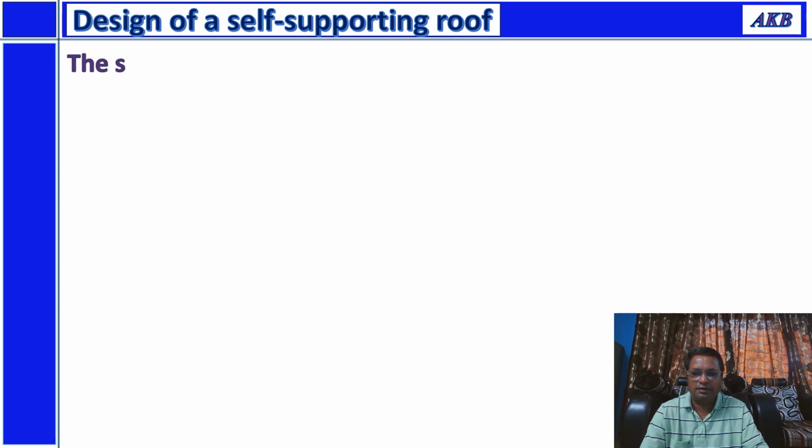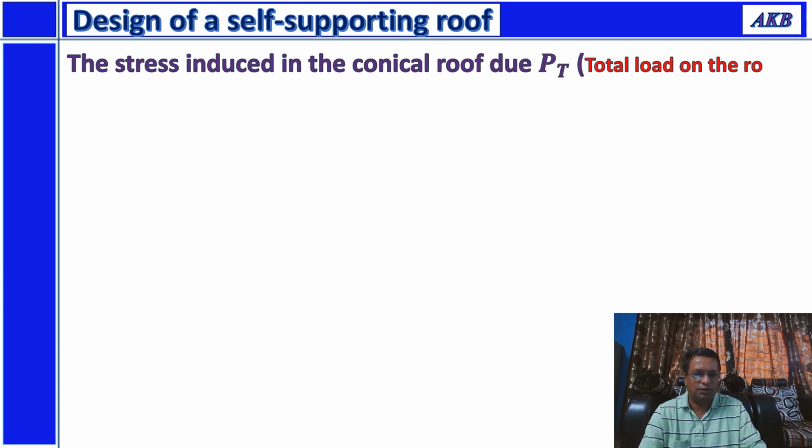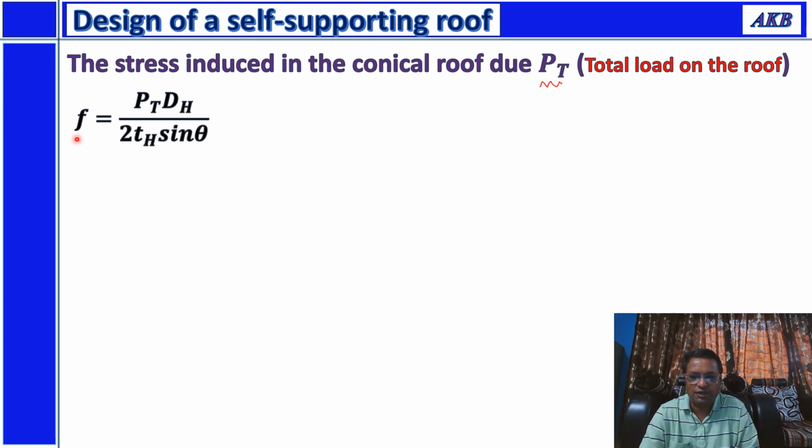Next, the total load that we just understood, PT, is going to induce stress in the conical roof, and this stress is given by this equation. The stress induced in the conical roof due to the total load is F is equal to PT into DH divided by 2 into TH into sine theta. What are the terms involved?